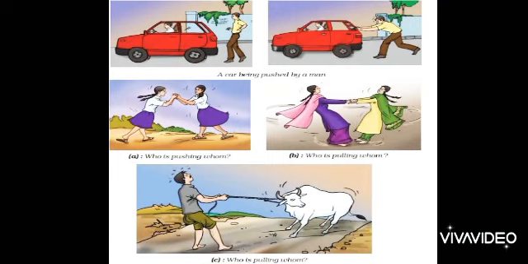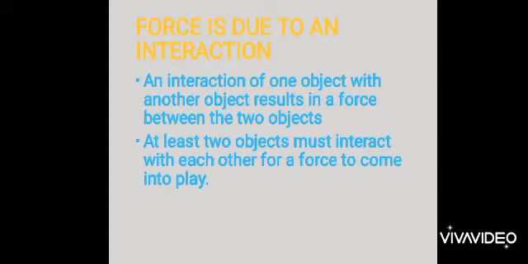Then the next one, the man and cow are interacting by applying force on each other by pulling each other. So, we can identify from these pictures that force is due to an interaction. An interaction of one object with another object results in a force between the two objects. At least two objects must interact with each other for a force to come into play.